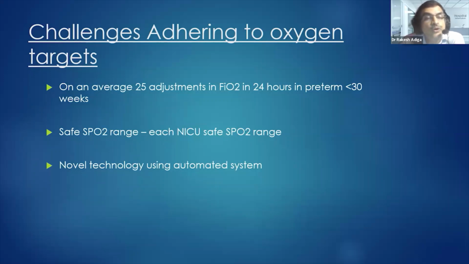Safe SpO2 range: each NICU should have their own SpO2 range. There is a novel technology now using an automated system where oxygen saturation is fed by the software to the instrument like a ventilator or CPAP or high flow oxygen. There we can adjust settings, and automatically the oxygen decrease or increase will occur in the system.